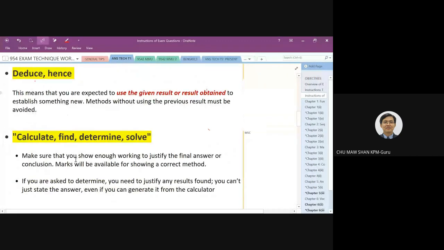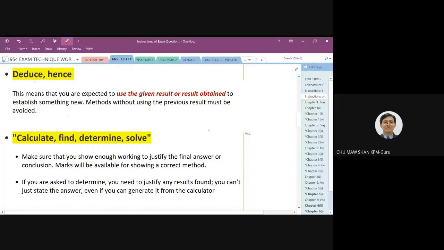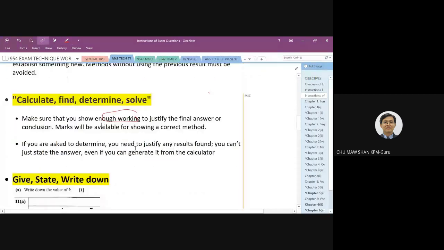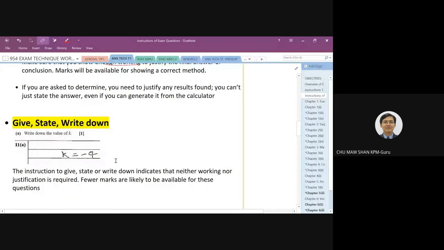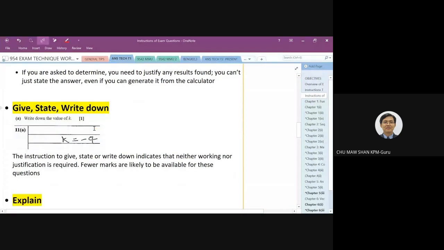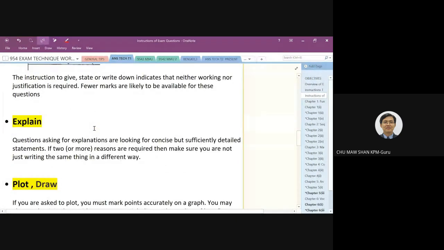Okay, next, calculate, find, determine, and solve. Make sure that you show enough working to justify the final answer or conclusion. When you see calculate, find, determine, or solve, there must be working. There must be working. Okay. If you see give, state, write down, working is not needed. Not compulsory.